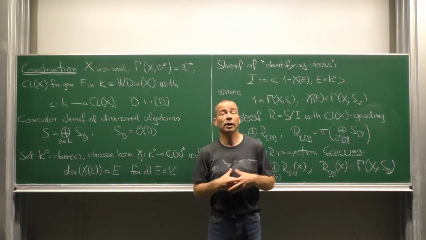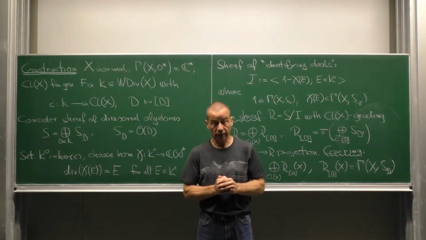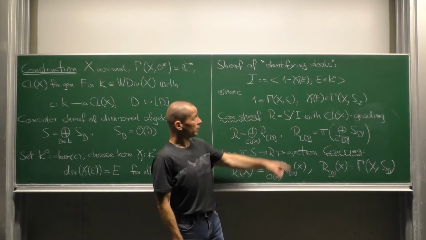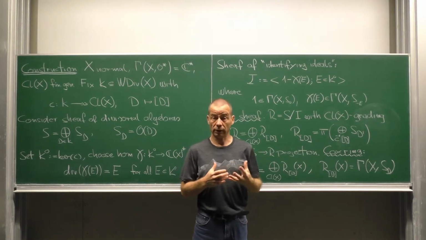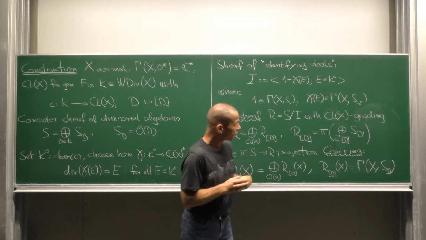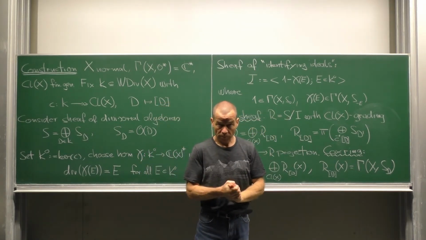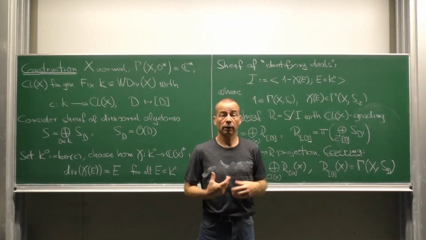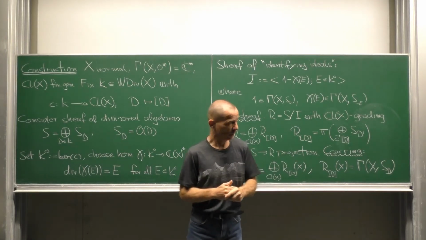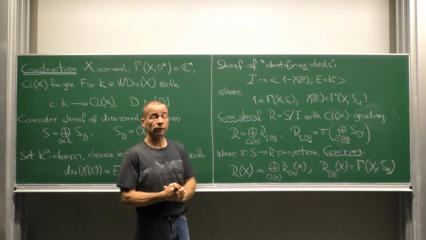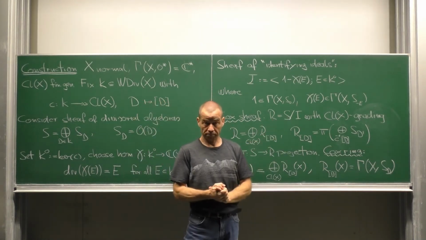Using the homomorphism chi, we can define a sheaf of identifying ideals in S. It is generated by the elements 1 minus chi of E, where E stems from K0. So it identifies the element 1, living in degree 0, with the element chi of E, living in degree minus E. The Cox sheaf of X is the quotient sheaf S mod I.